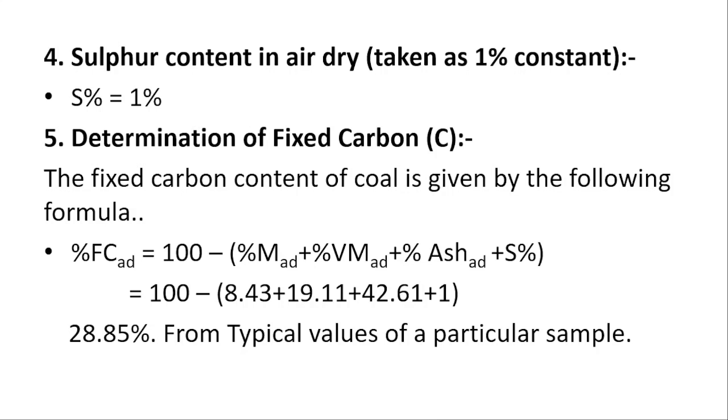Then next comes the determination of fixed carbon. Fixed carbon, air dry basis, is determined by taking 100 and subtracting all the other percentages from 100, and that comes to around 28.85 for a typical particular sample.